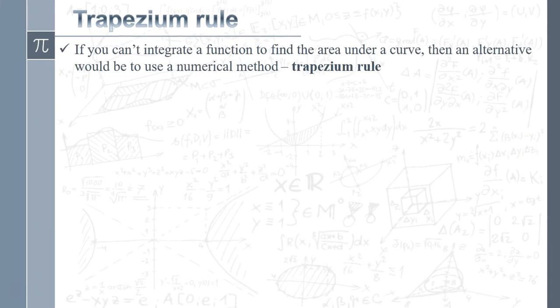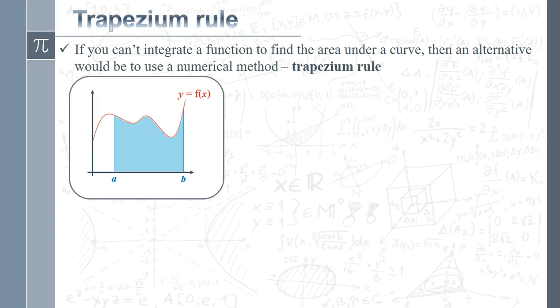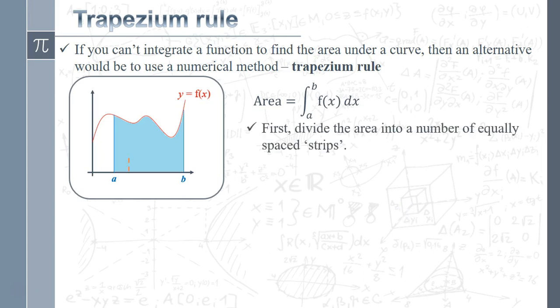So here we go. So let's say you've got a bit of a horror show of a function that you're struggling to integrate. How can we do it using a numerical method to come up with an approximation for the area? Well, the first thing we're going to do is, we're still working out the area in between limits b and a of our function f of x. And what we're going to do is divide it up into a number of equally spaced strips. And let's call the width of each strip h.